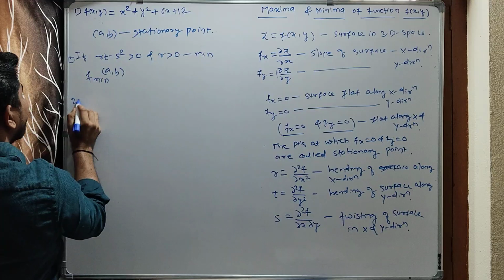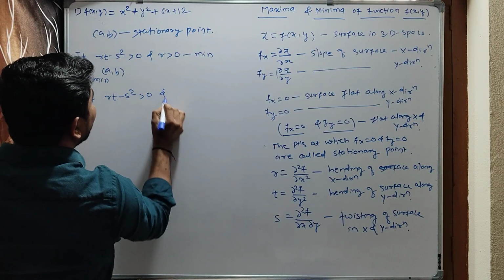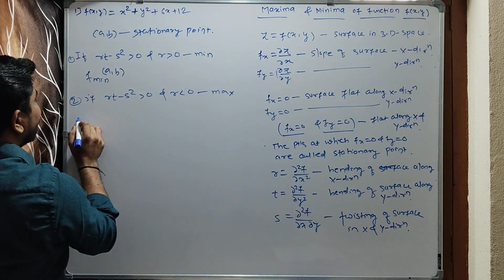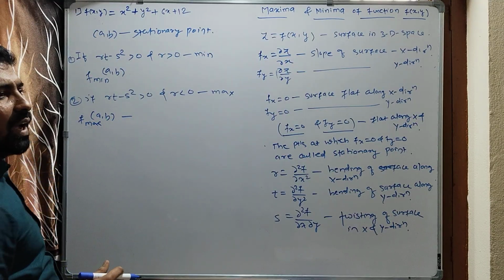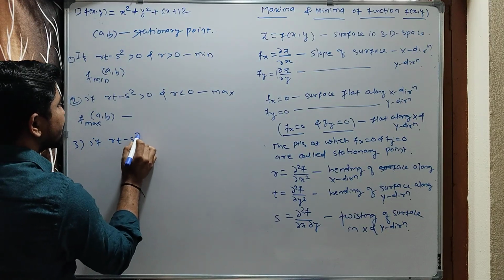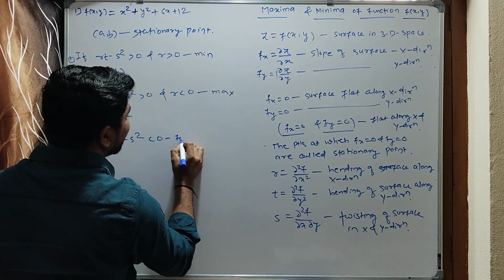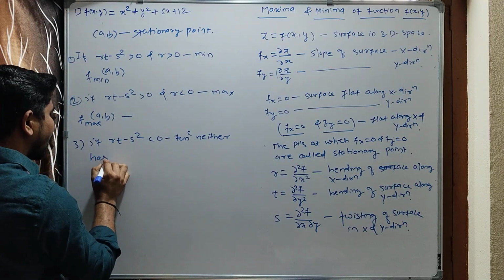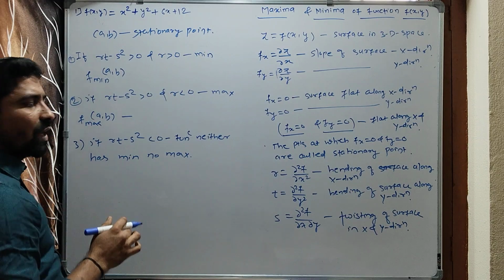And the second case: if rt minus s square is greater than 0 and r is less than 0, then your function has maxima with maximum value at a comma b. And third case, if rt minus s square is less than 0, your function neither has minima nor maxima. That is the saddle point case.